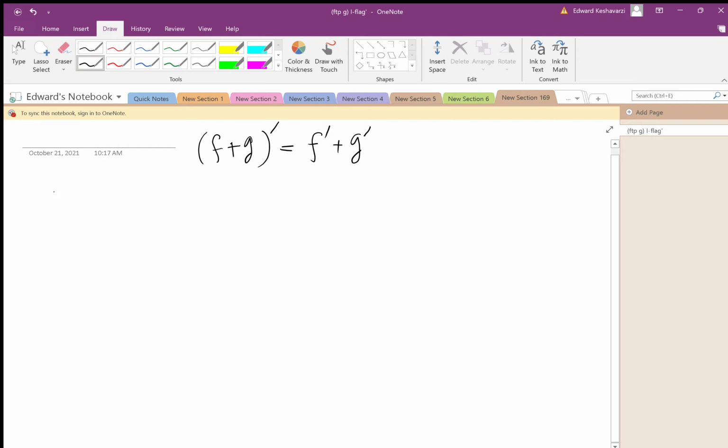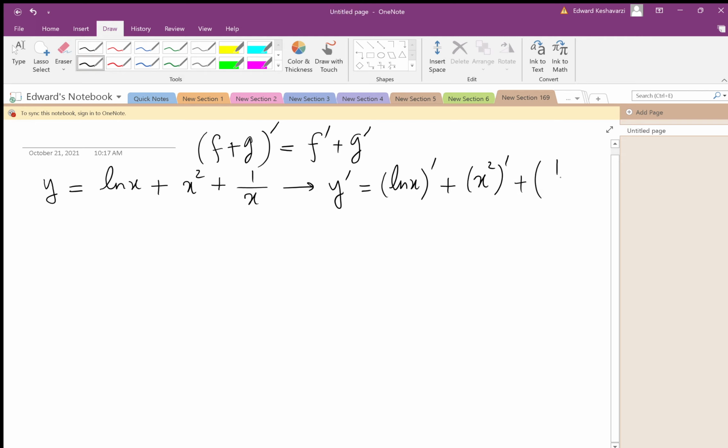For example, if we have y equals ln x plus x squared plus 1 over x, when you differentiate one by one, it means prime applies to each one separately. Therefore, y prime becomes 1 over x plus 2x minus 1 over x squared.